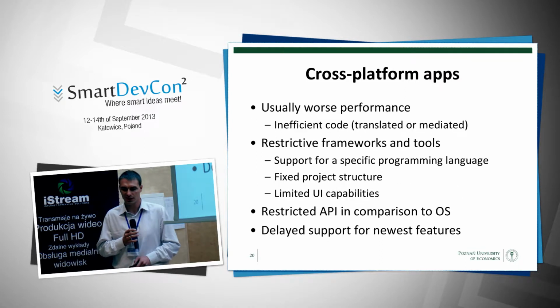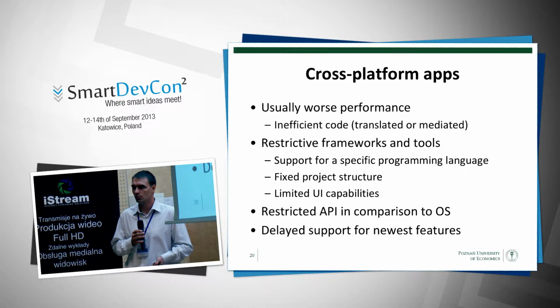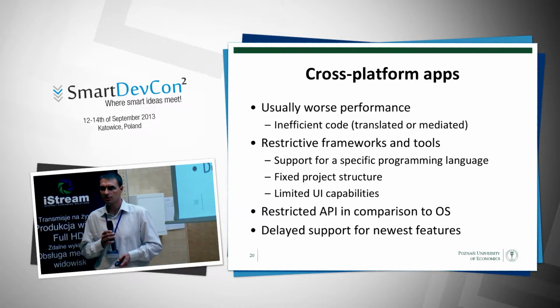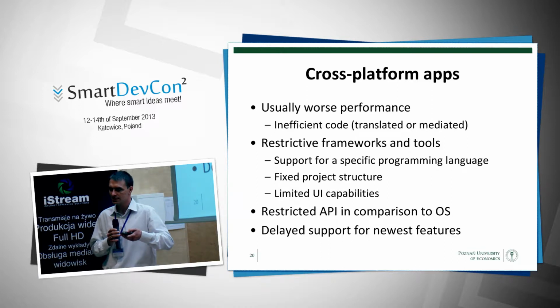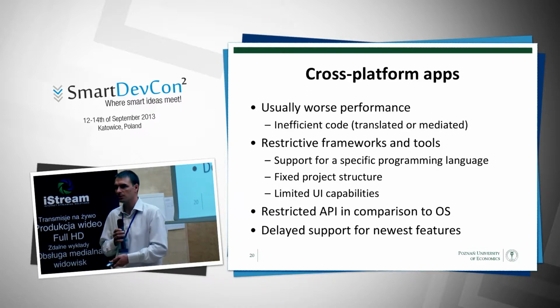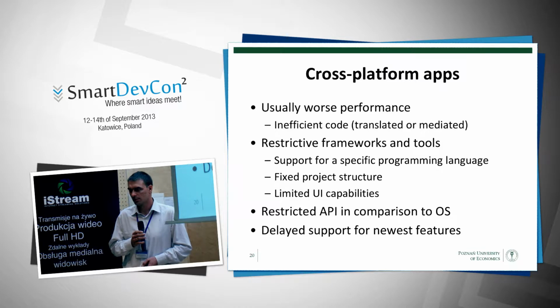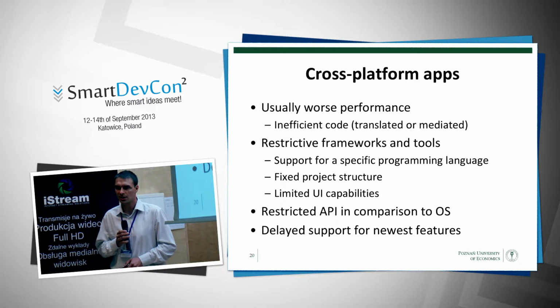But it comes again with a cost of worse performance. In most cases, the performance is worse because of the underlying layer which adds complexity between the operating system and the application, or because the cross-compiled code is not optimized as it should be. So in most cases, I don't say that it's always the case, but in most cases, cross-platform applications are slower than their native counterparts.